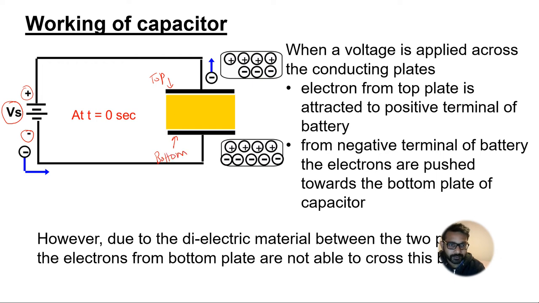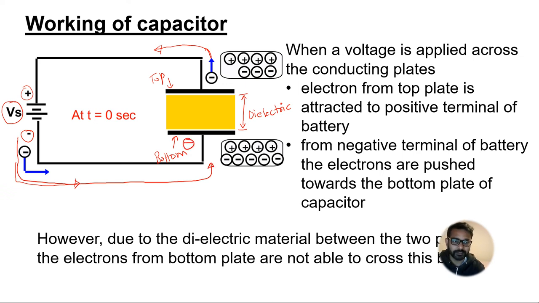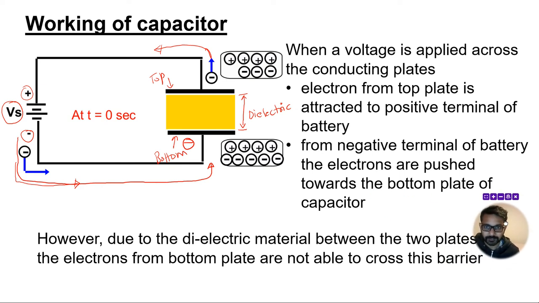In that case the electrons will get attracted towards the positive terminal and start flowing towards the positive terminal of the battery. Similarly, from the negative terminal of the battery, some electrons will start flowing towards the bottom plate, right? However, note that between the two plates we have a dielectric medium, which is an insulator or a poor conductor of electricity. So the electrons which have traveled from the negative terminal of the battery to the bottom plate won't be able to cross this barrier, because in between the two plates you have a poor conductor of electricity, right?